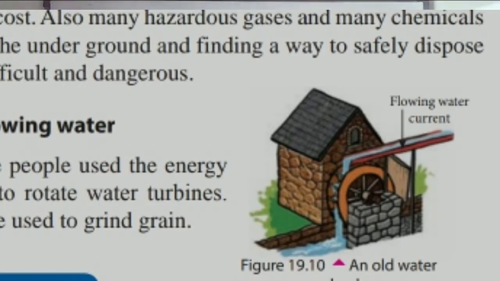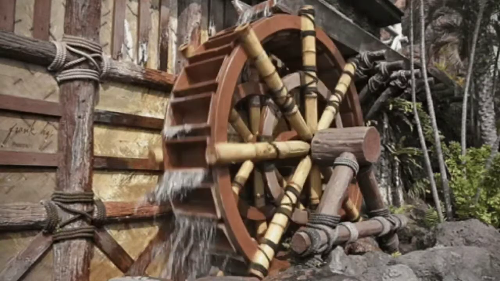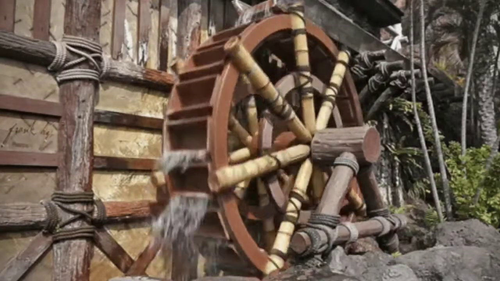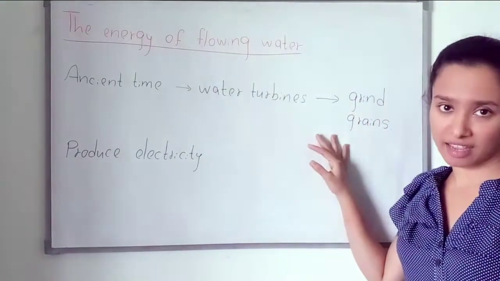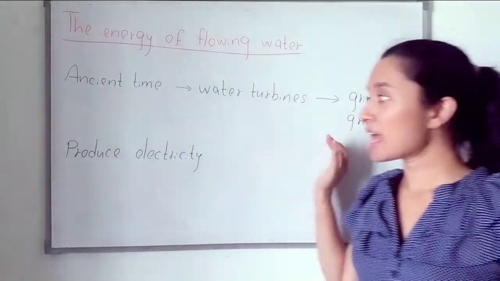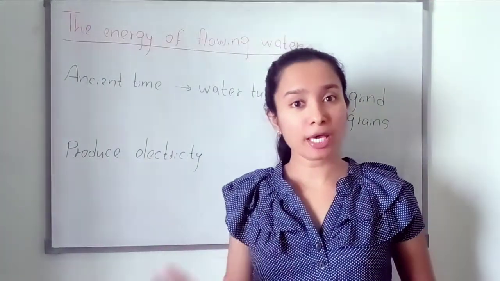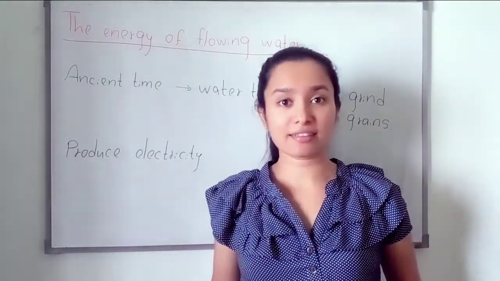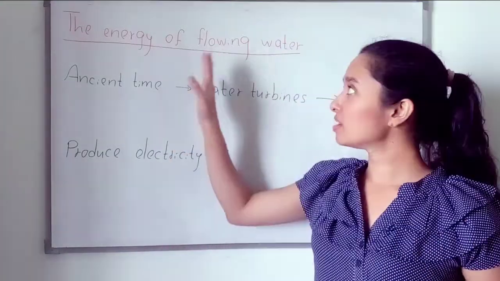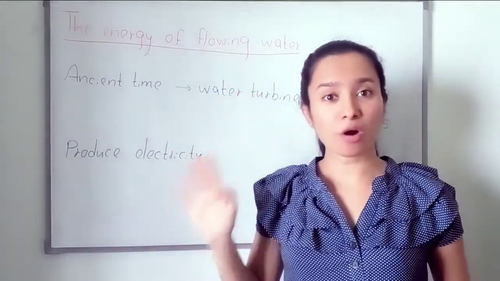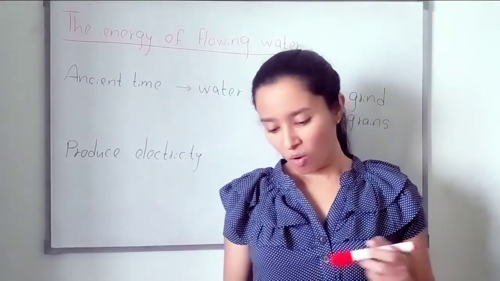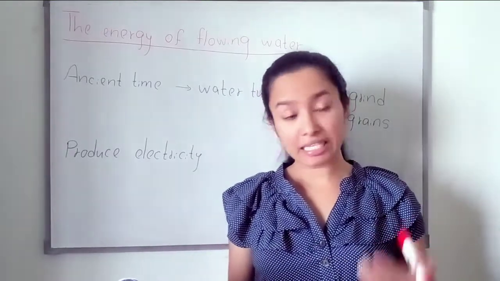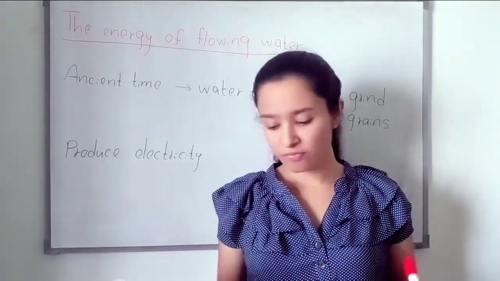An old water wheel. There's a large wheel, and this wheel is rotating because of the flowing water current. These water wheels were used to grind grains in ancient times. And you know, nowadays, the famous way to produce electricity in Sri Lanka is using flowing water. Mostly flowing water is used to generate electricity. Okay, now let's see how to generate electricity by using flowing water.